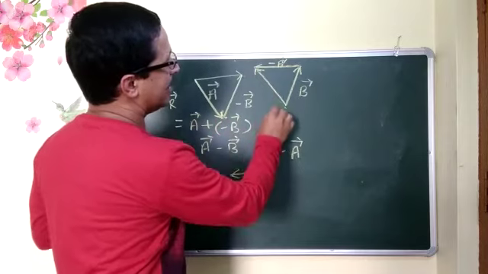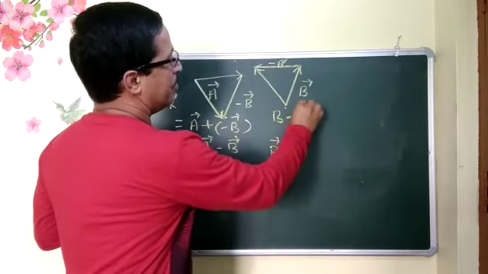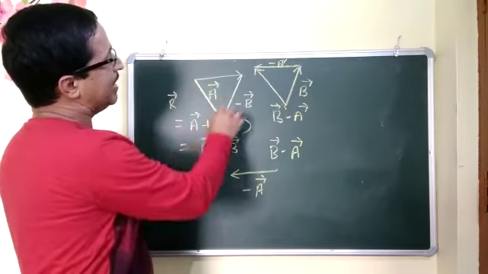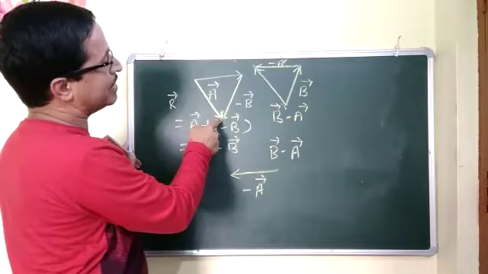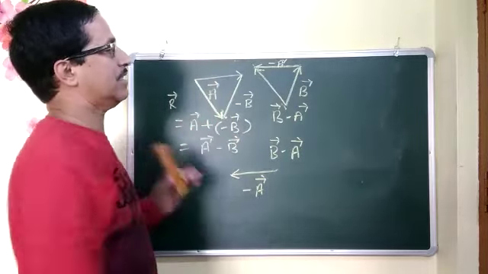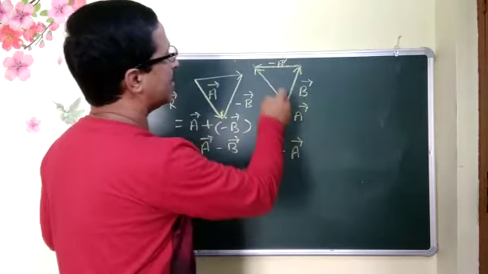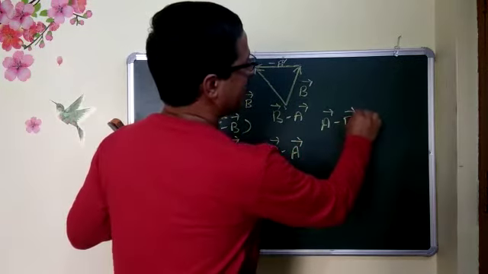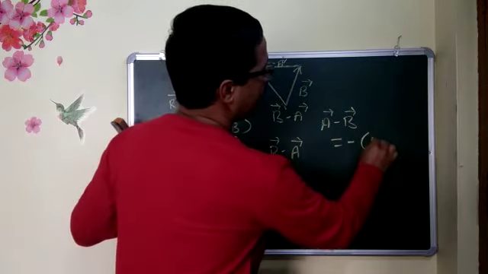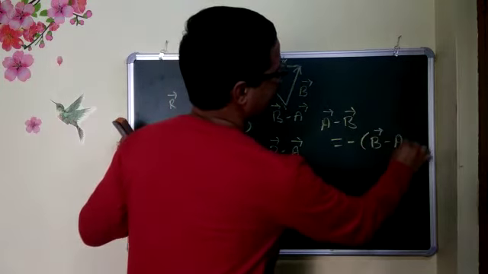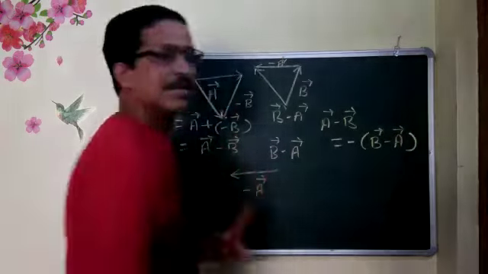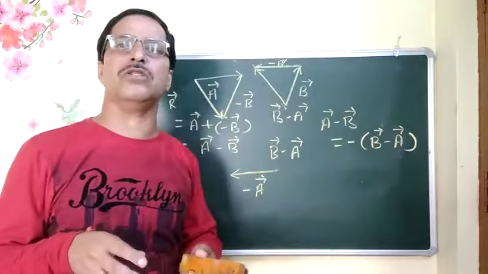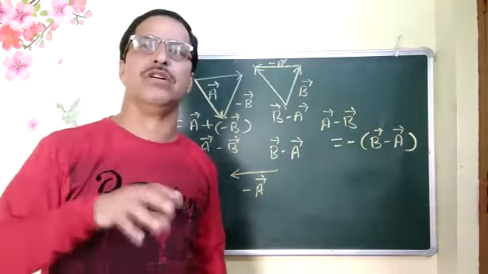And you can see that B minus A, which is this one, is in magnitude equal to A minus B, but opposite in direction. So what we can obtain from the graph is that A minus B is equal to negative of B minus A. It means the commutative law of addition does not hold true for subtraction of the vectors.